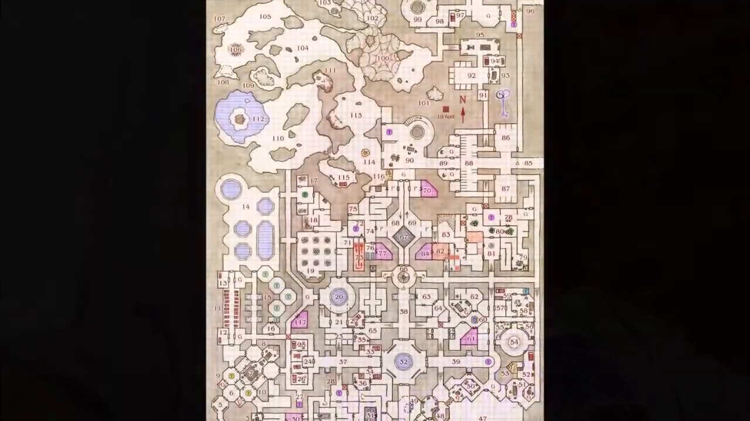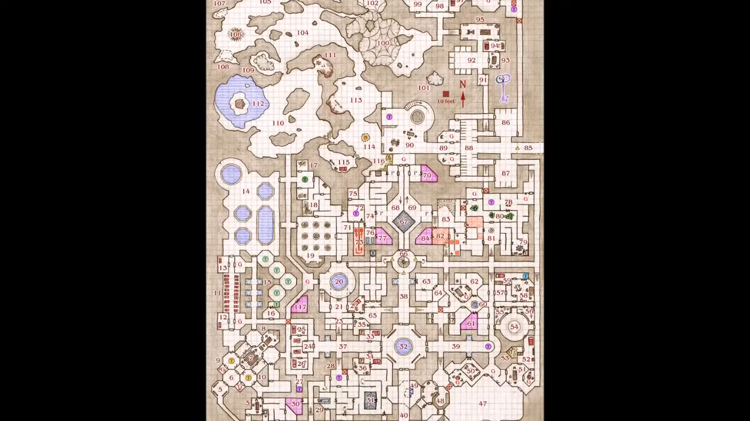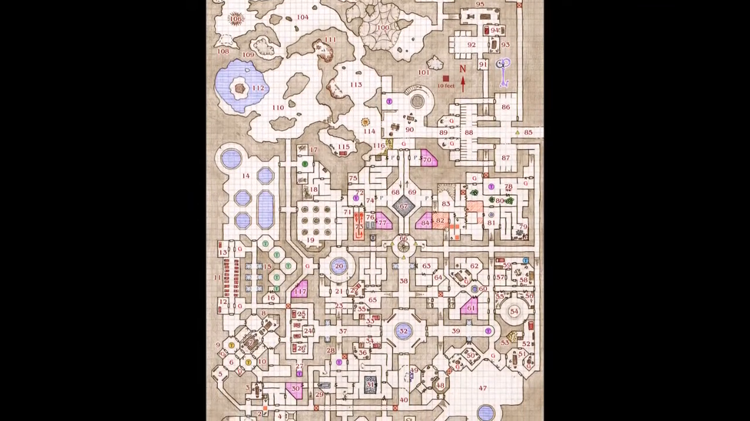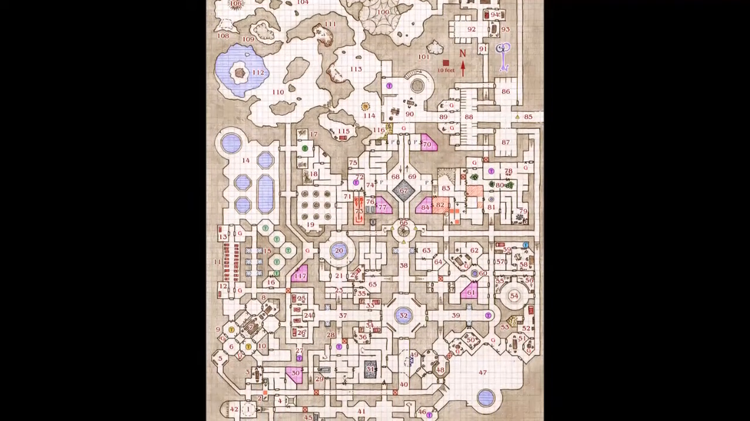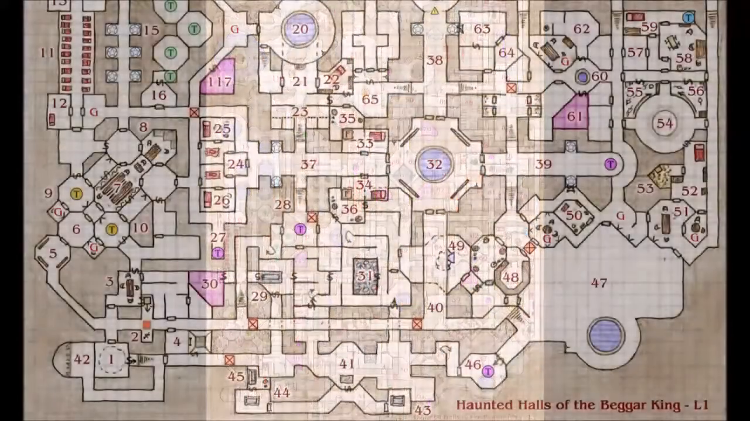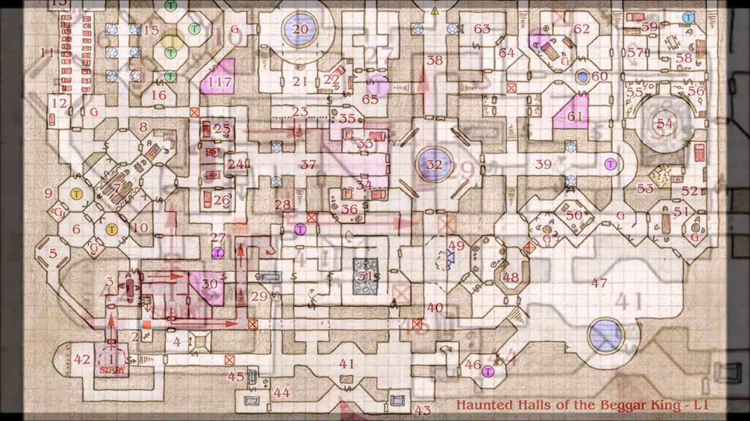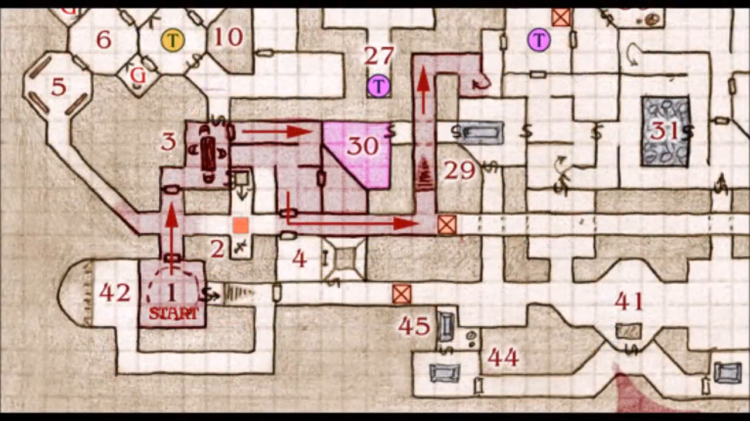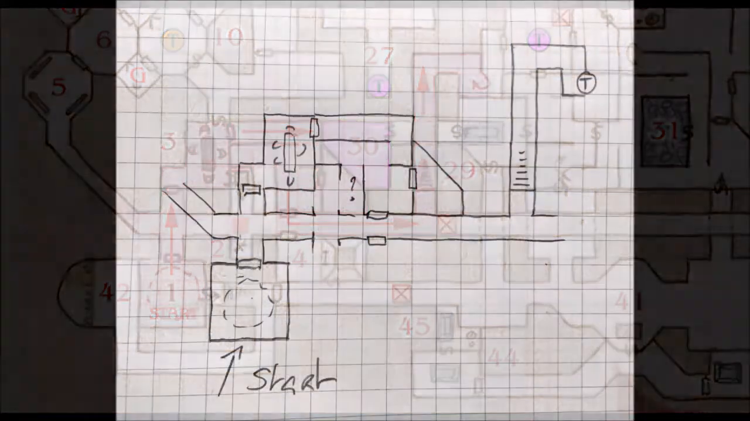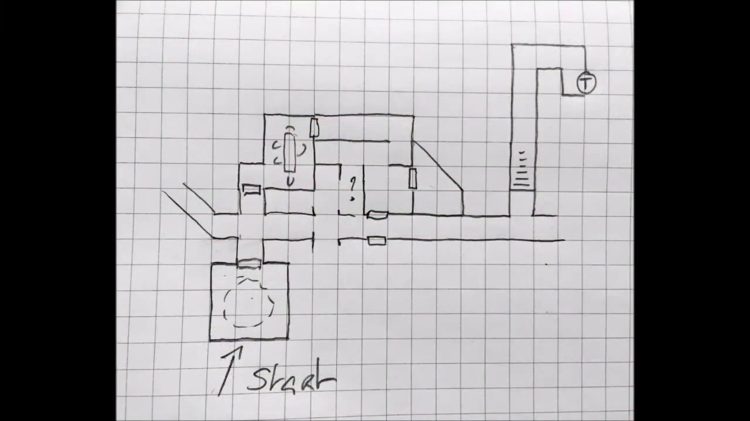Now, here we see level 1 of the Haunted Halls of the Beggar King of GP Adventures. And now we are focusing on the southern part of this map where our exploration took place. Here is what happens when I highlight the path taken by the party. And here is that specific section blown up so you can see the detail. On your notepad, it should look a little bit like this.